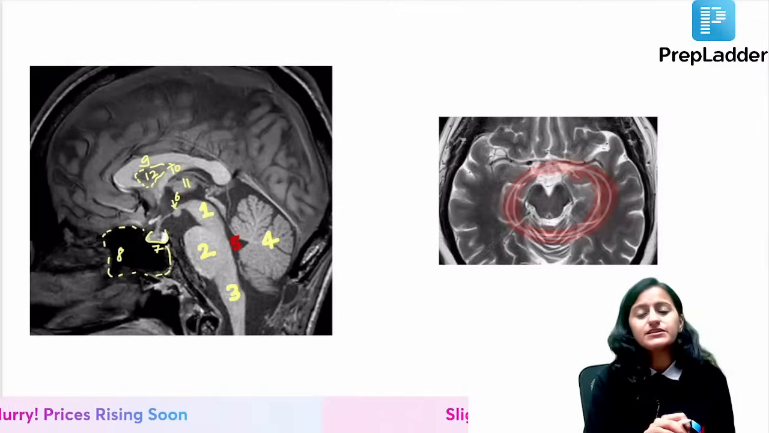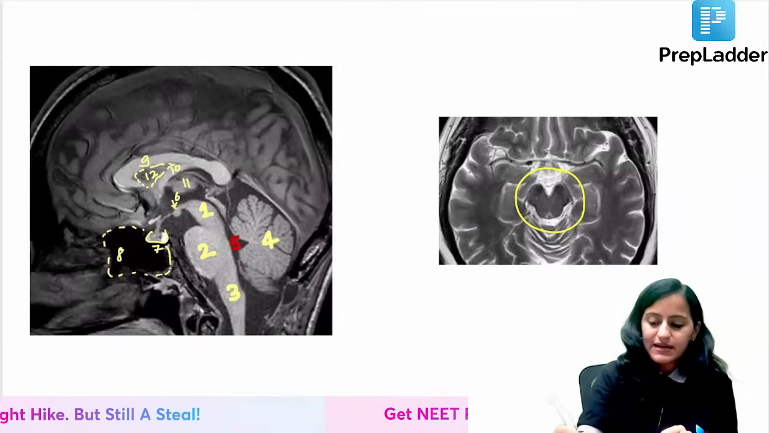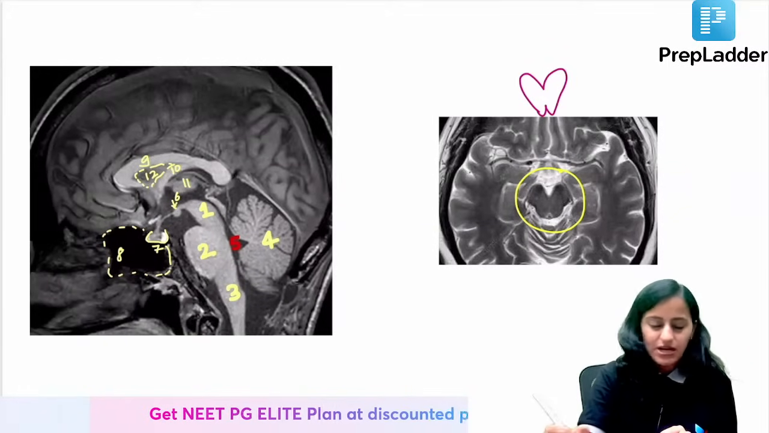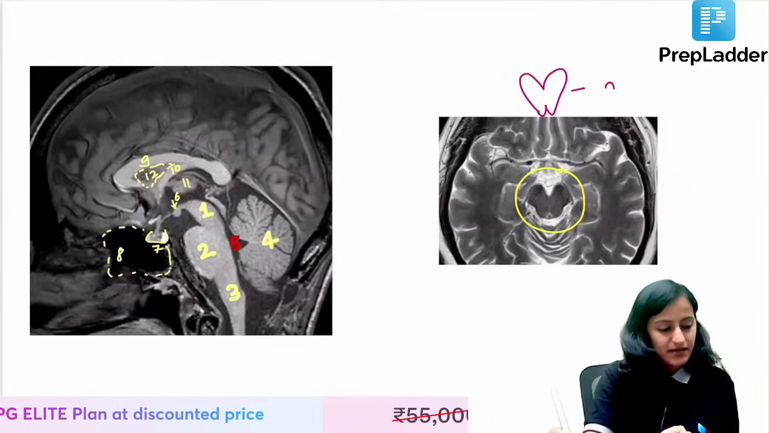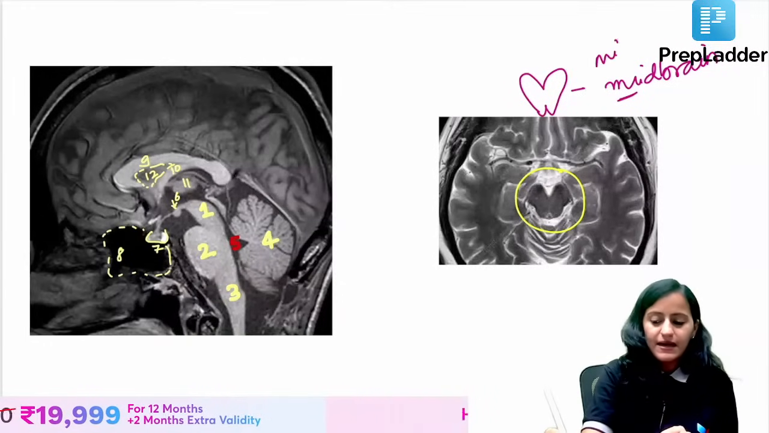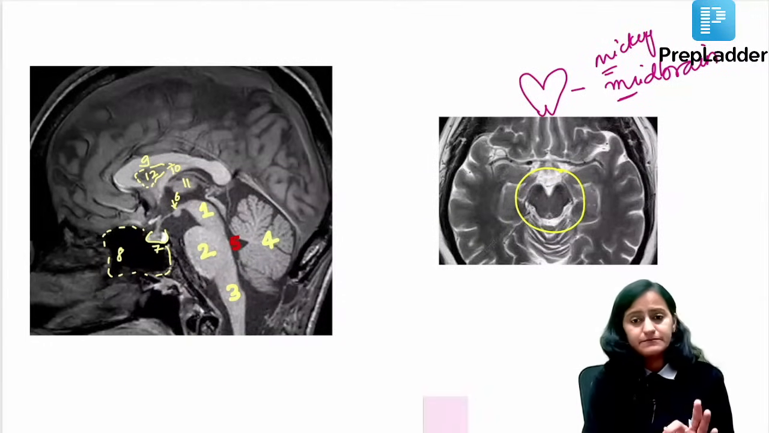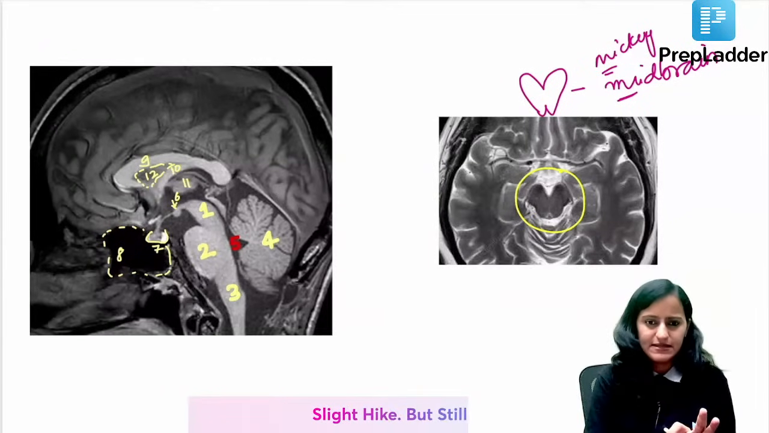What is this structure here? Classical shape in the midline, you know, like this Mickey Mouse shape, heart shape. This is midbrain and not pons. Okay, remember it as midbrain. The Mickey Mouse like shape is midbrain. Okay, that is midbrain that you are seeing there.